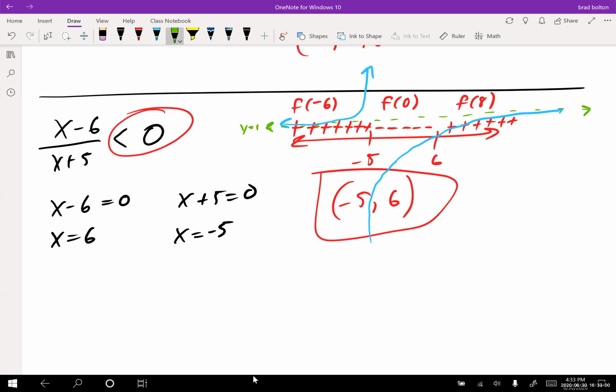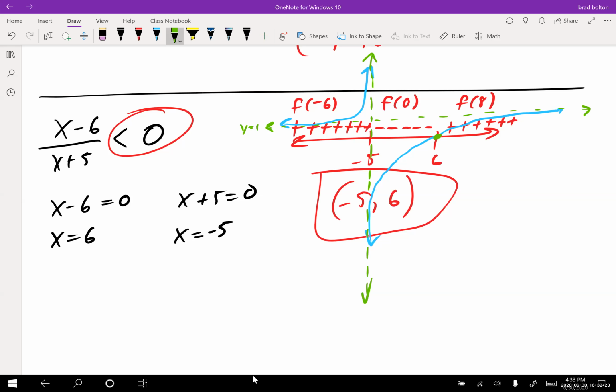Okay, then right here, that is an x-intercept, because when you plug 6 in, you get 0 over 11, which is 0, so that's your x-intercept. That's why it crosses right there. And then here, more than likely, there is a vertical asymptote right here. So this is why the graph is behaving this way.